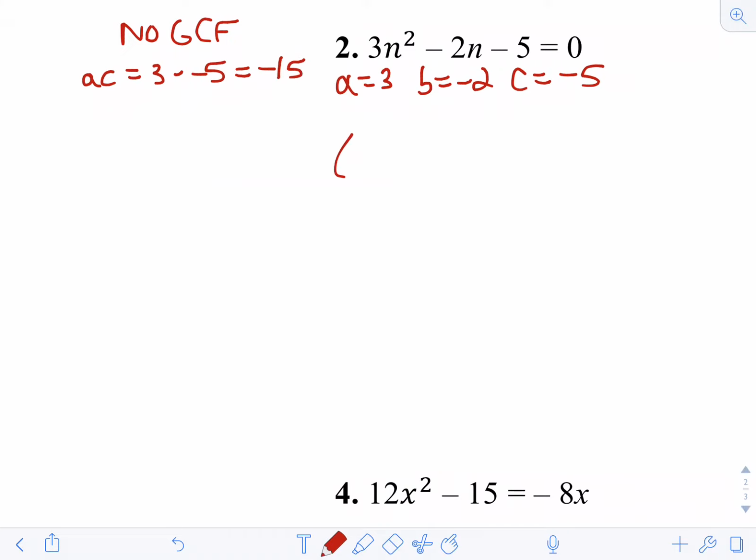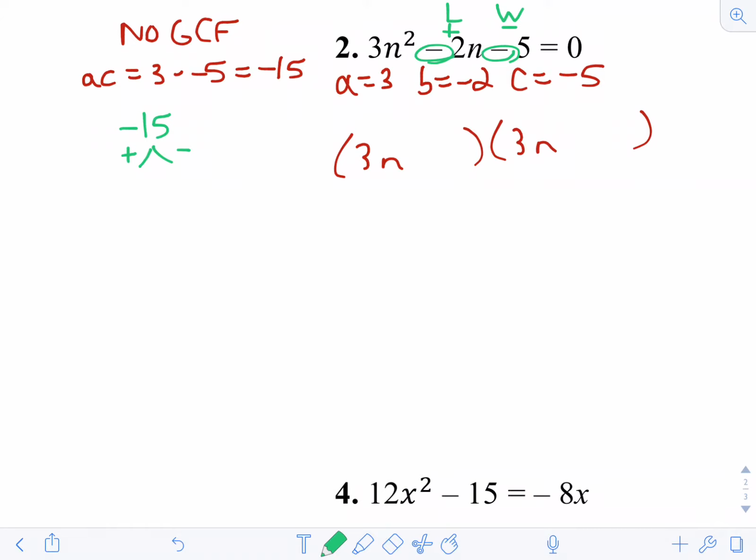Okay, so I know that I'm going to have 3n plus or minus something, 3n plus or minus something. To figure out those answers, you have negative 15. Now I'm going to look at my signs. We have a negative and a negative. Anytime you have a negative in the back, we're going to have a loser and a winner. The winner is whoever's in the middle, which is a negative. So my losers are positives.